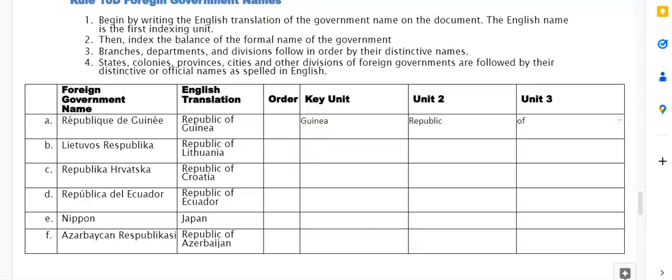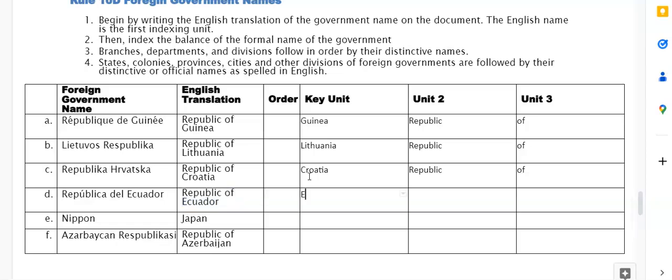Unit 3 is of. So remember, when we're filing these, we're going to file it by the English translation. Okay, so if this is a foreign government name and this is the English translation, Lithuania is going to be my key unit. Republic is unit 2, of is unit 3. The same thing for Croatia. Croatia is my key unit. Republic is unit 2, of is unit 3.